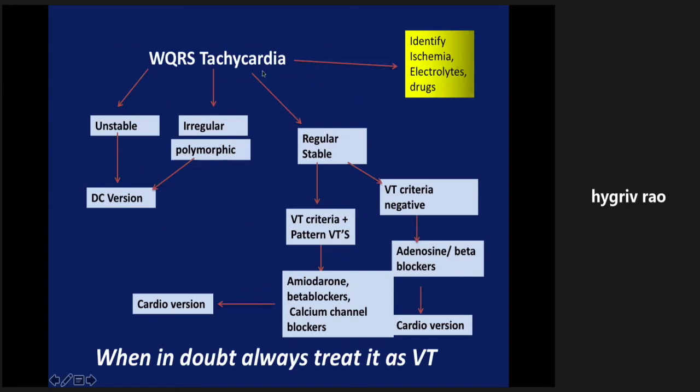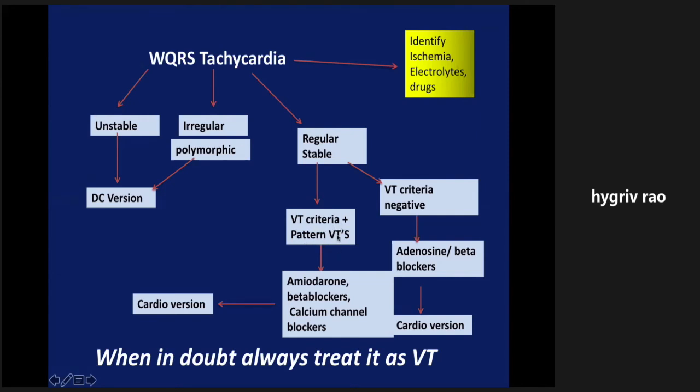So in conclusion, I'm going to give you a final algorithm. For wide QRS tachycardia, if it is unstable, I'm giving you both therapeutic and diagnostic approaches. Wide QRS tachycardia, the patient's BP is dropping and he's going down, cardiovert him. Don't think about what the diagnosis is. If it is irregular and polymorphic, again, just cardiovert him. If it's regular and stable, then look at the ECG and the VT criteria: VA dissociation, capture, fusion, are they there or not?